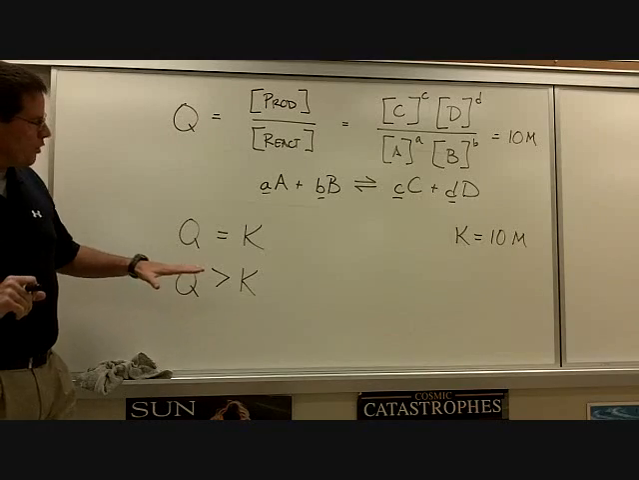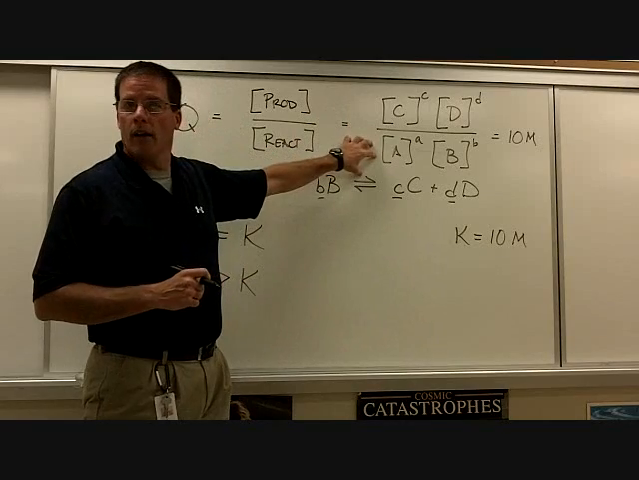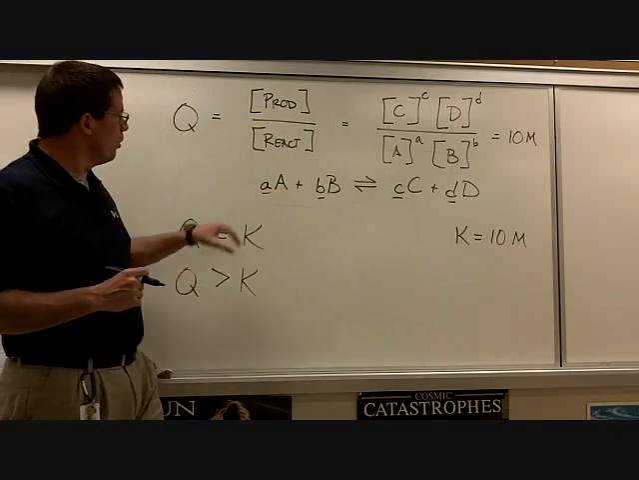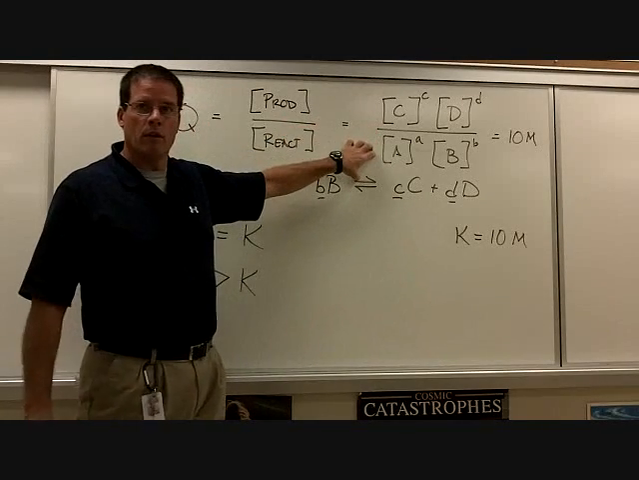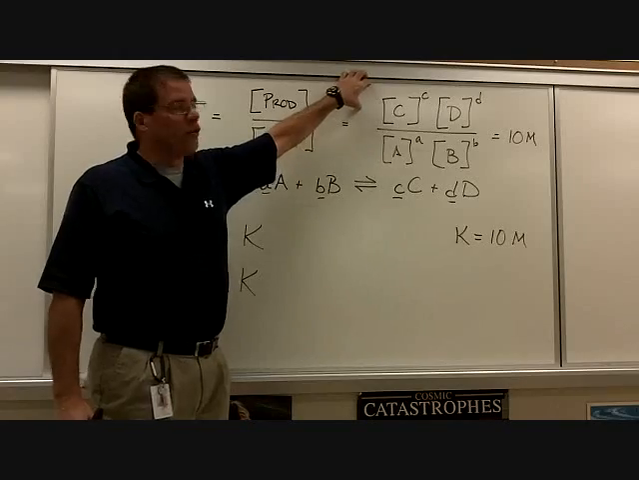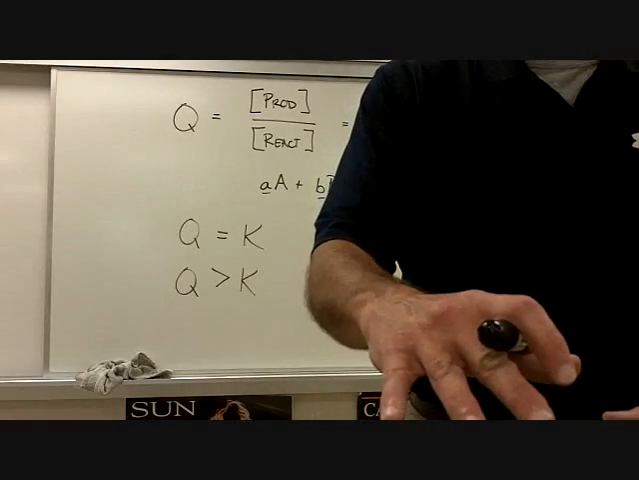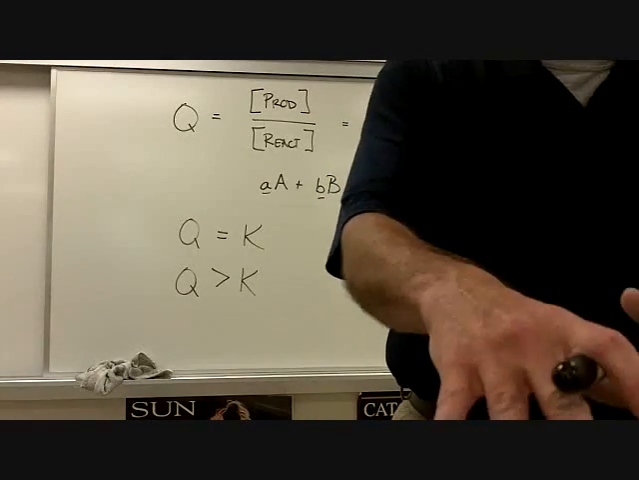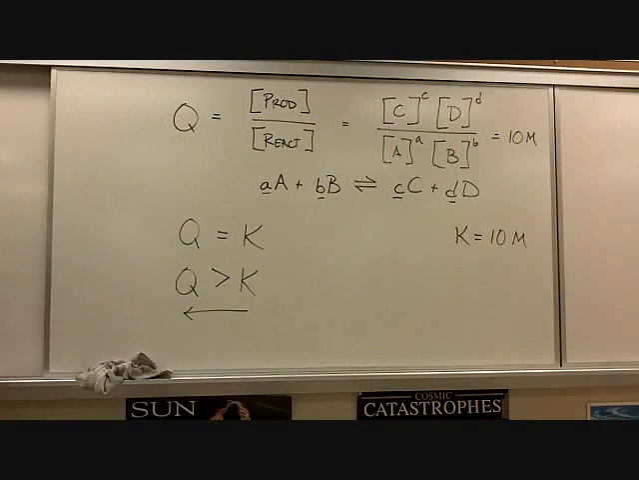So in which direction do I need to shift? Are my products too high or are my reactants too high? Now think about this. If Q is too high, is it these numbers or those numbers? It's the products, very good. So what that means is I need to take my products and make reactants to get to the equilibrium. It's going to be a quicker rate for them to form the reactants. So I need to shift toward the reactants. Okay? And you're going to hear that term, shift left, shift right. What that means is I need to shift left. I need to shift the reaction.